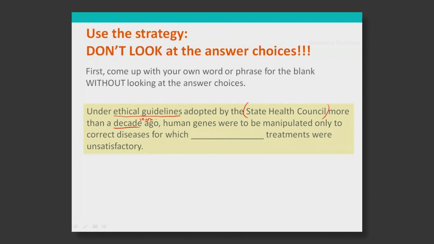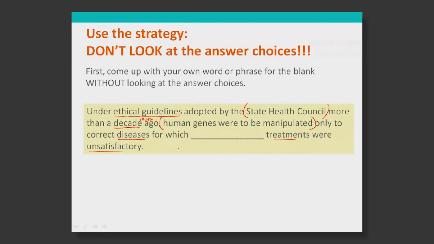What about them? Human genes were to be manipulated only to correct diseases for which blank treatments are unsatisfactory. So we're talking about human genes being manipulated. So gene manipulation only to correct diseases for which blank treatments were unsatisfactory. So this gene manipulation needs to happen only in some specific cases. For diseases for which some kinds of treatments proved unsatisfactory. So these other treatments were not okay, were not enough, or did not do what they needed to do. And that's why we had to resort to gene manipulation.